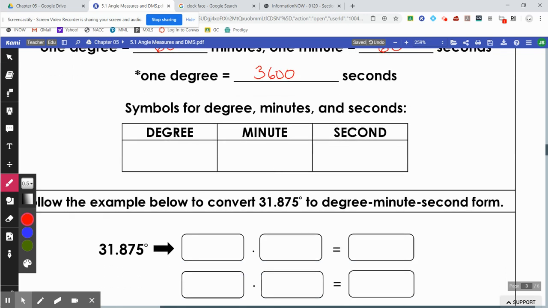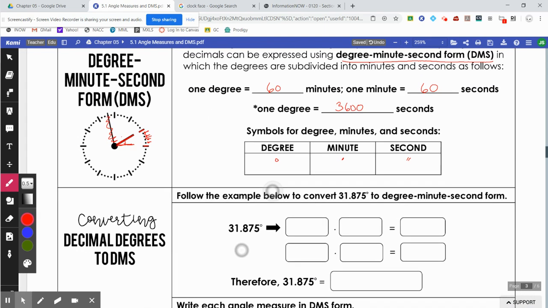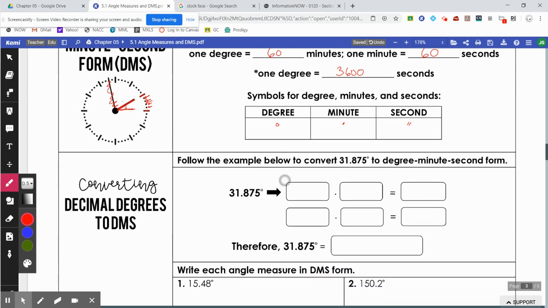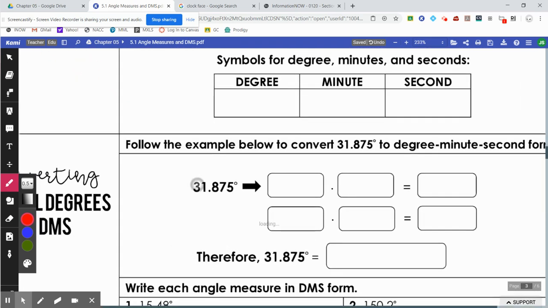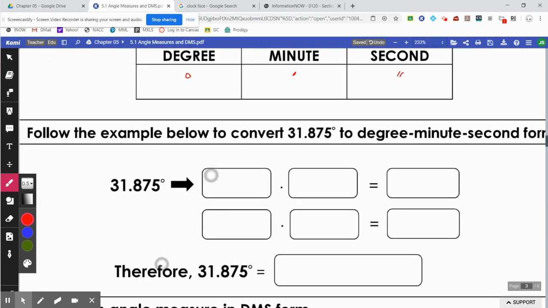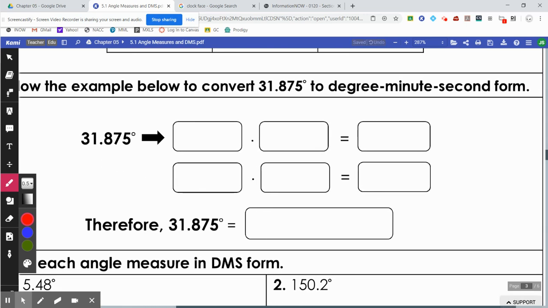The symbols for degrees, minutes, and seconds: we already know the symbol for degrees is the little circle. The symbol for minutes is like an apostrophe, and then the symbol for seconds is 2 apostrophes or like a quotation mark there. Converting decimal degrees to degrees, minutes, and seconds, here's how we do it. Let me zoom back in. Follow the example below to convert 31.875 to degrees, minutes, second form.